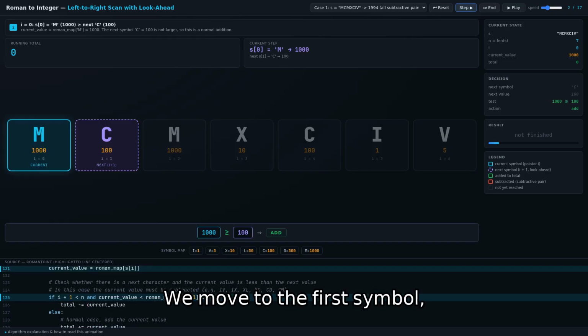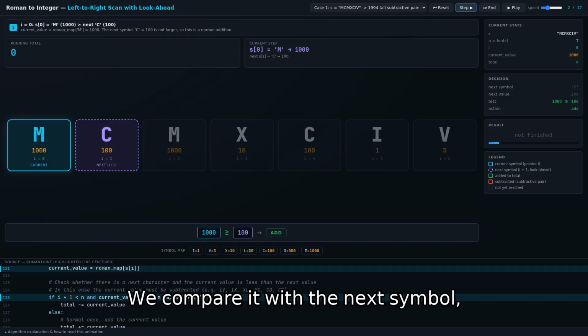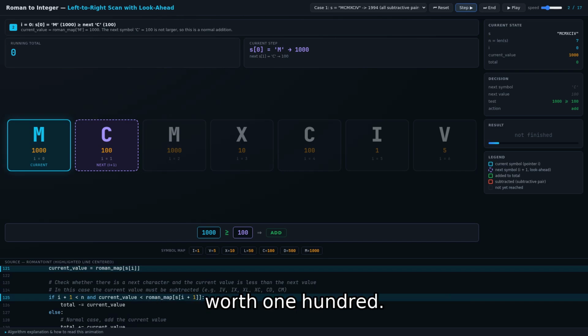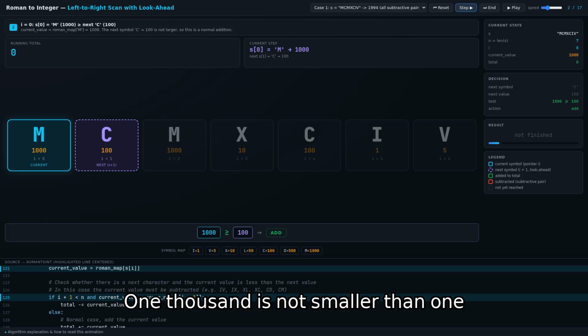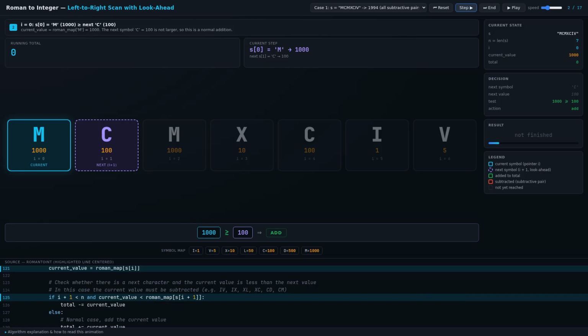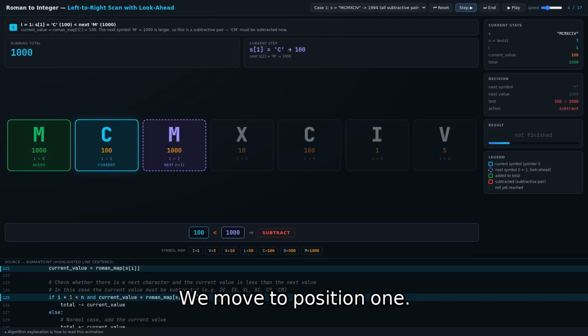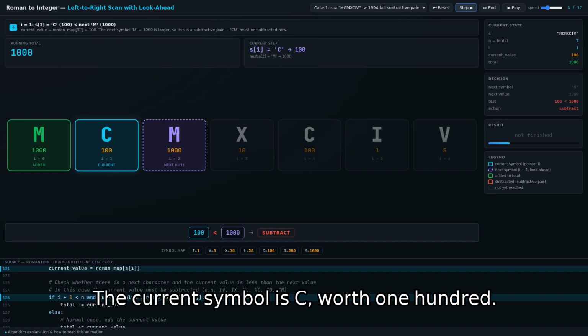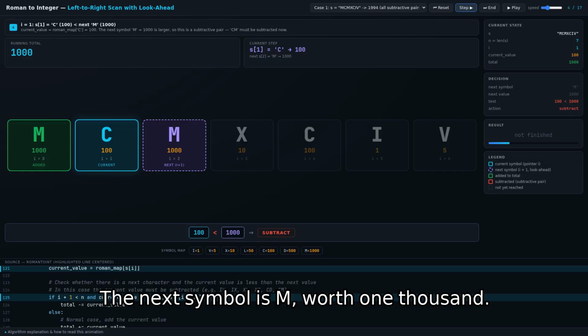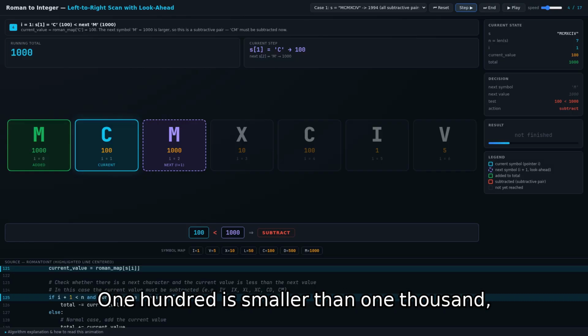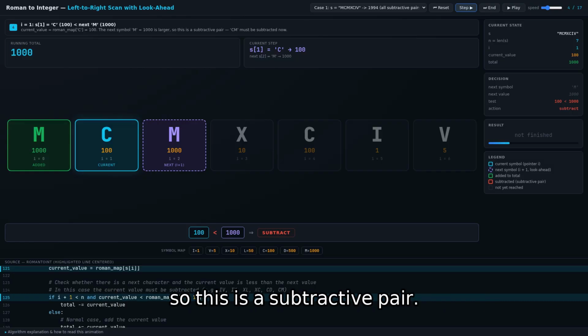We move to the first symbol at position 0. It is M, worth 1000. We compare it with the next symbol, C, worth 100. 1000 is not smaller than 100, so this is a normal addition. We add 1000, and the total rises from 0 to 1000. We move to position 1. The current symbol is C, worth 100. The next symbol is M, worth 1000. 100 is smaller than 1000, so this is a subtractive pair.